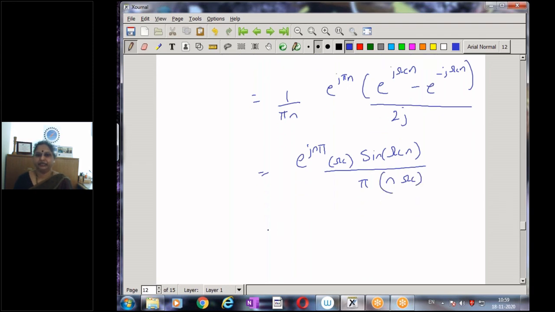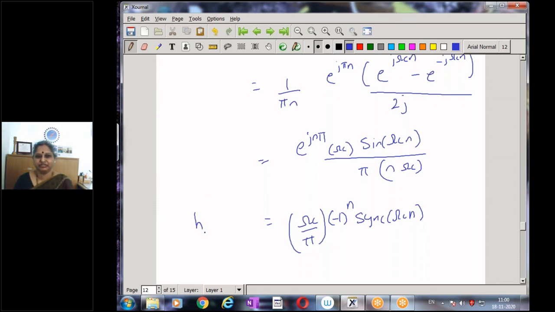So then this quantity, sine omega c n by omega c n, we recognize as the sinc function, sinc omega c n. And once again, I have my omega c by pi. And e power j n pi, again we recognize as minus 1 to the power of n. So we have a very interesting result. We have h of n of the high pass filter given in this manner with the cutoff.